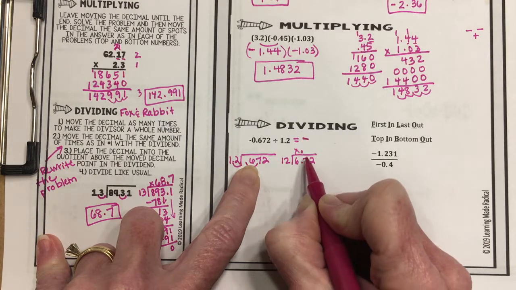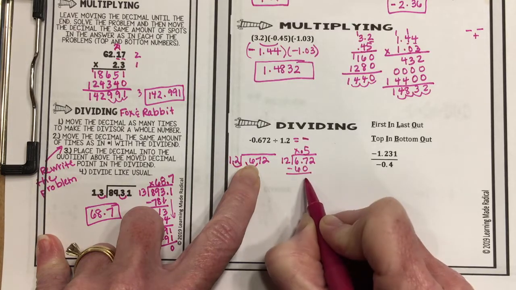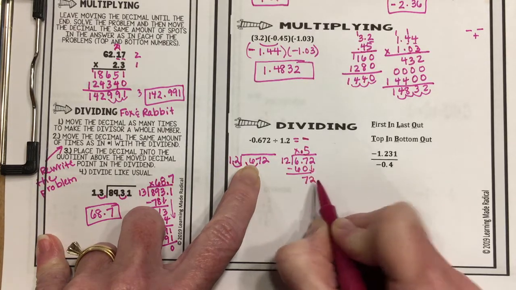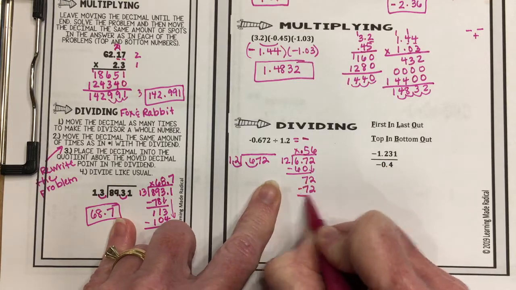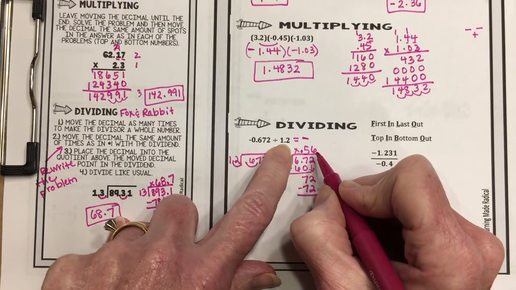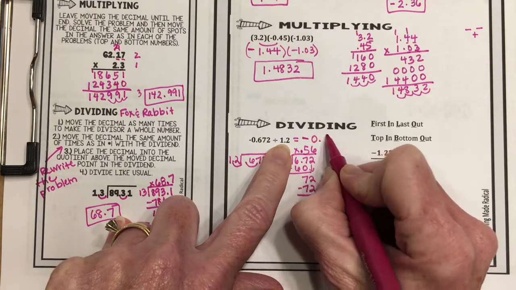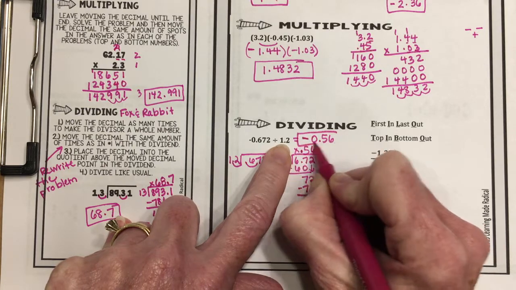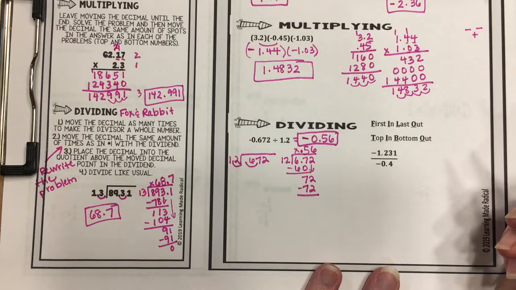Now 12 will go into 67 5 times. That's 60. When I subtract, I get 7. Bring down the 2. 12 will go into 72 6 times. Okay, and then I can stop. So my answer is, remember I have the negative from a negative and a positive, so this becomes negative 0.56. If you want to put the 0 in front, you can. It's up to you. You can write it either way. Just don't forget the negative.